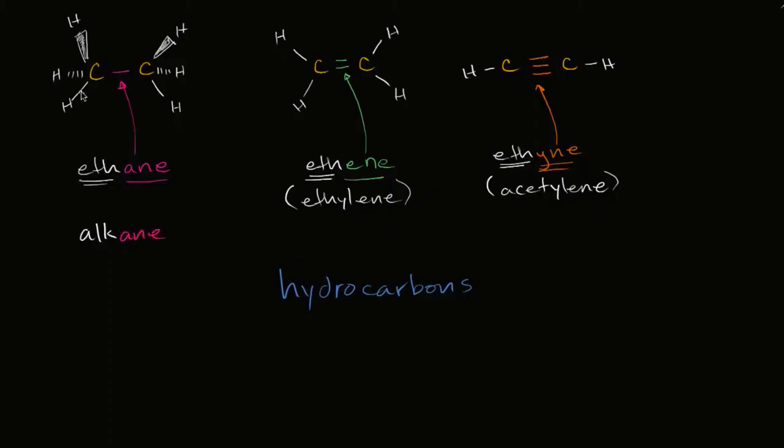Alkane is the general term for a chain of carbons that has no double or triple bonds, and specifically this is ethane. If I were to speak generally here, I'd say alkene. I would say alkyne right over here.